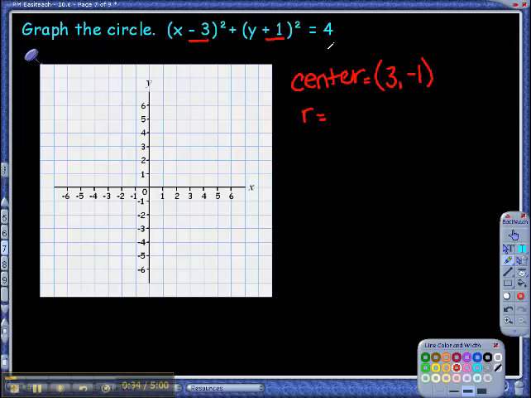The radius is always the square root of that last number because we know it's radius squared in the formula. So the square root of 4 would be 2. So if my center is at 3 comma negative 1 and I want to move 2 in each direction, so 2 horizontally and vertically, where I can easily plot those 2 units, then we can draw our circle in from there.